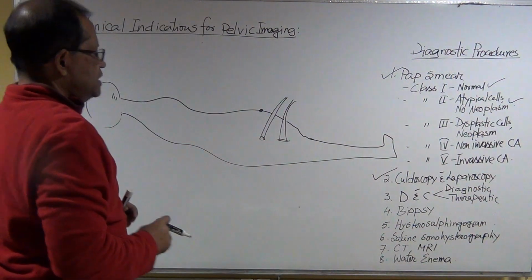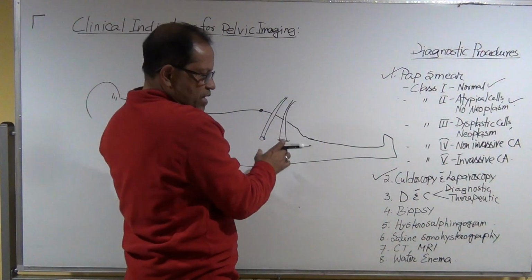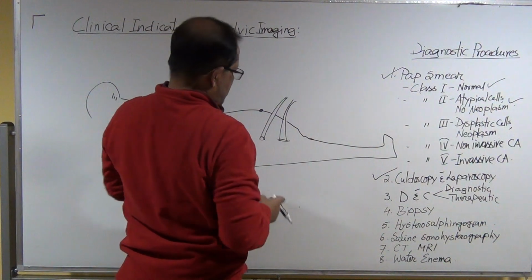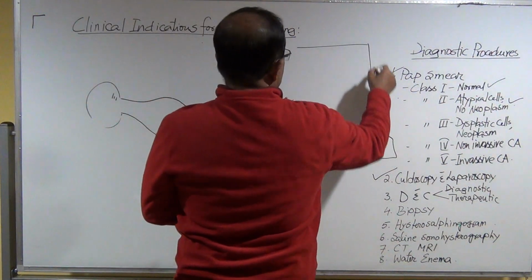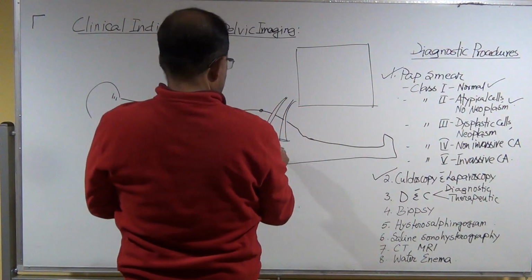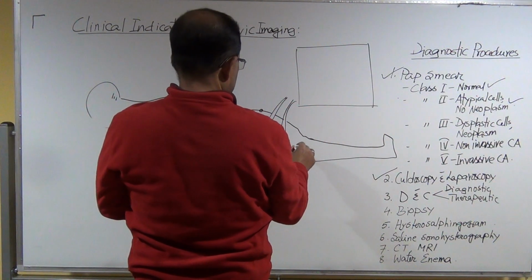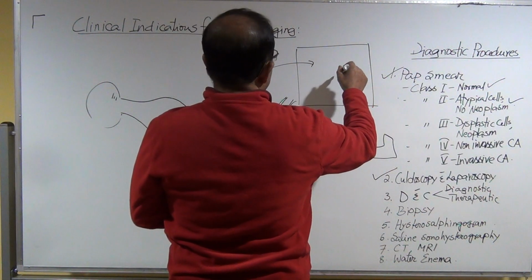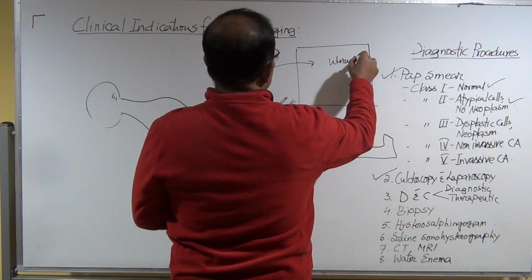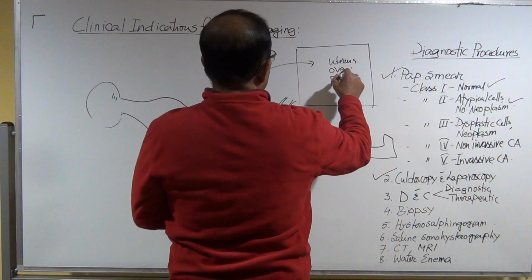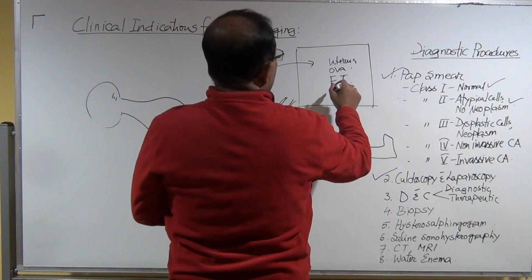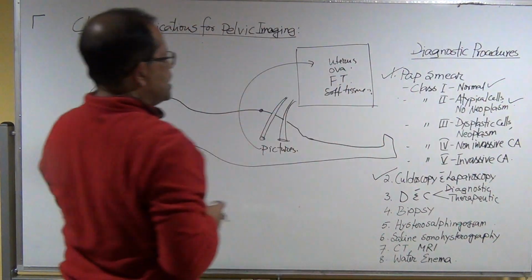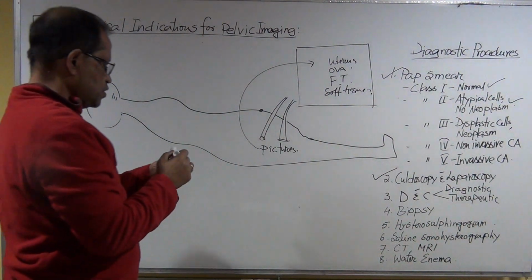Okay, these are the two instruments, two pipe actually, and lot of instruments are inside, and they can directly see with the monitor. Okay, they are taking the picture, and those pictures are in here. They can see the uterus, ovary, fallopian tubes, soft tissue, etc. They can see. That is called laparoscopy.